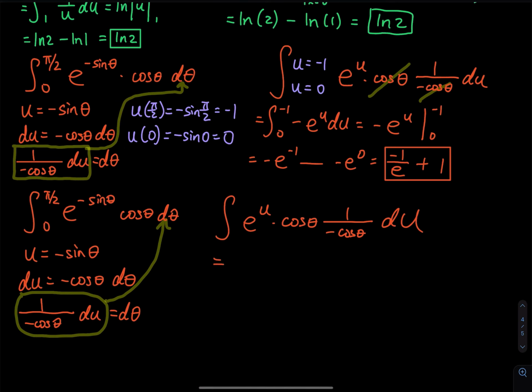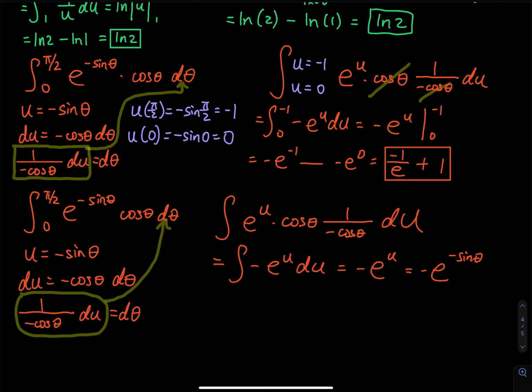So we have an indefinite integral, negative e to the u du, then this is equal to negative e to the u. What is u? U is negative sine, so you have negative e to the negative sine of theta. So this is the result of the indefinite integral.